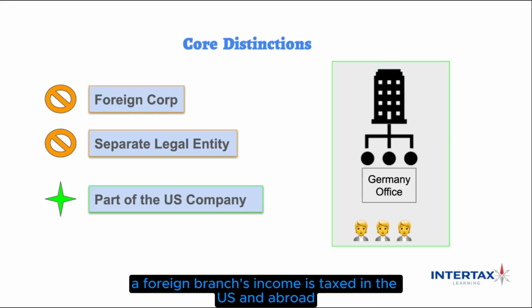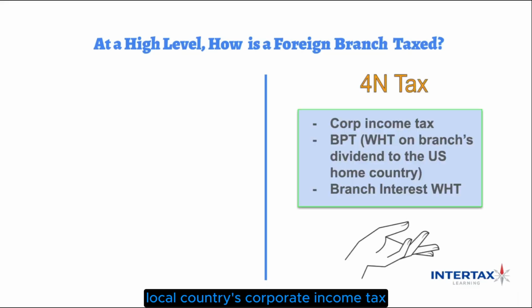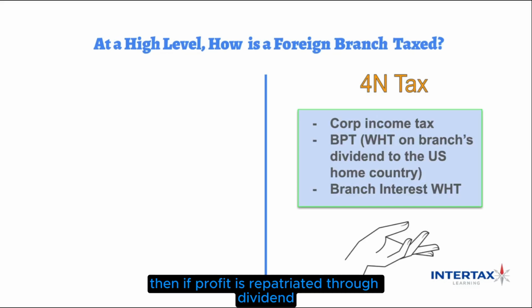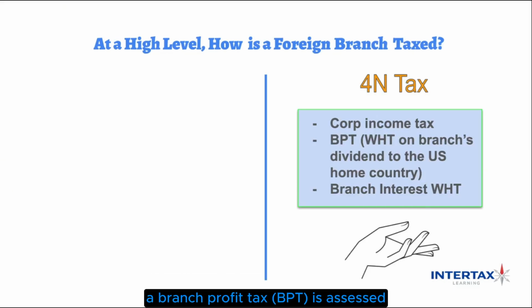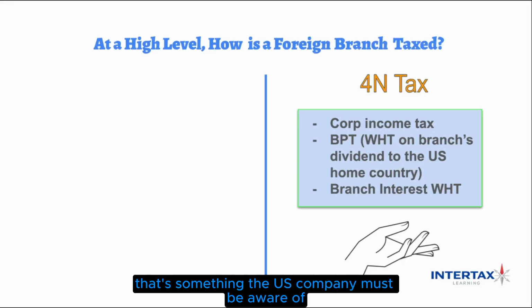A foreign branch's income is taxed in the U.S. and abroad. On one hand, in its hosting country, the net income is subject to the local country's corporate income tax. Then, if profit is repatriated through dividend, a branch profit tax is assessed. Interest paid to the U.S. company may be subject to branch interest withholding. The actual tax is based on the hosting country's rules. That's something the U.S. company must be aware of.